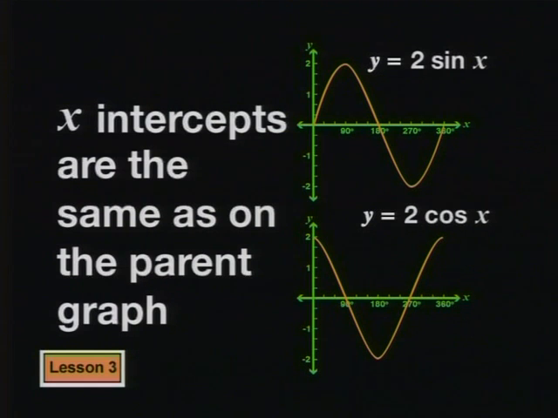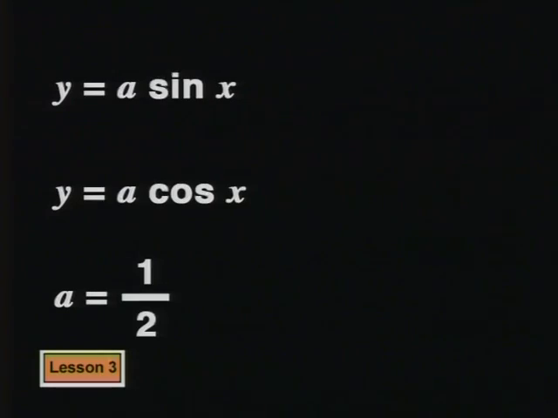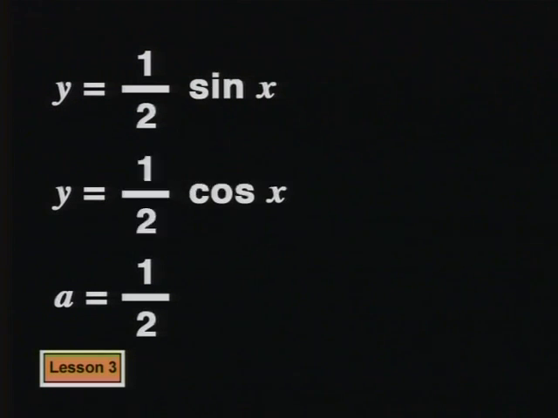Now, we've seen what happens to the parent graphs when we increase the value of a. Now, let's look at what happens when we decrease the value of a. What do you think the graph will look like if we use an a value of a half? The new formula will be y equals half sine x and y equals half cosine x.